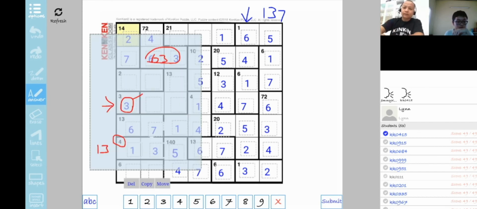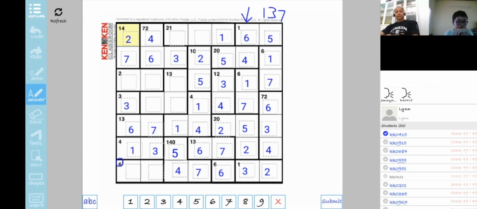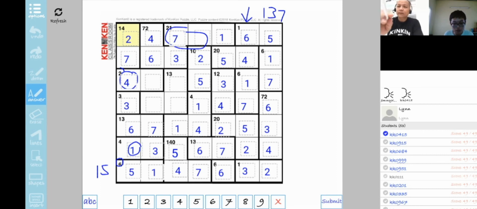And then the 6 at the bottom will be addition 2, and it is 1 and 5. And since there's a 1 here, so it's 5 and 1. And for this box, it will be a 4. And here is 7 and 3.